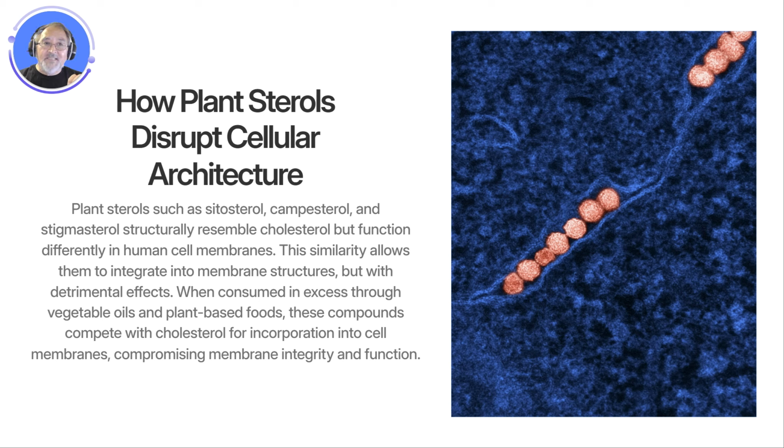This disruption extends beyond the brain. Proper membrane composition is essential for every cell in your body, and substituting cholesterol with plant sterols creates systemic issues. Polyunsaturated fatty acids, PUFAs, from seed oils compound this problem. Their unstable chemical structure makes them prone to oxidation, introducing free radicals that further damage cell membranes.